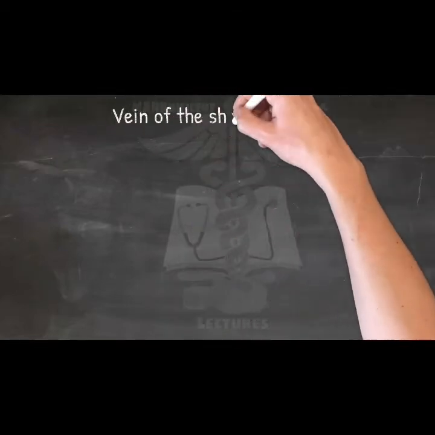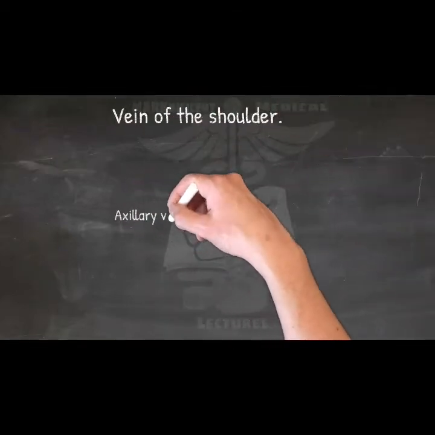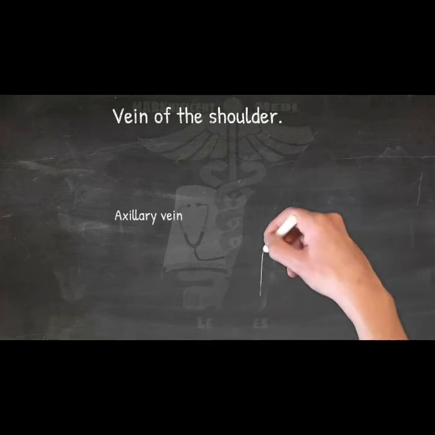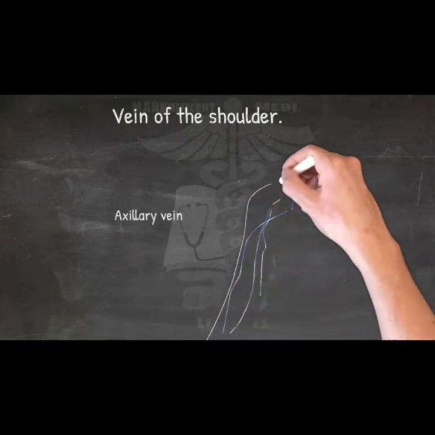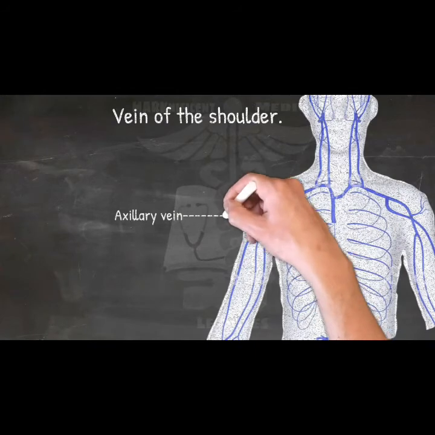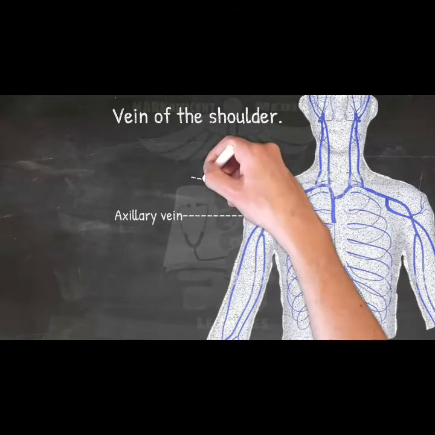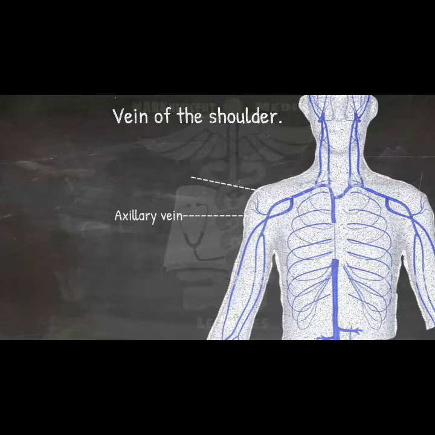The main vein of the shoulder is the axillary vein, which conveys blood from the shoulder and arm. It begins at the lower margin of the teres major muscle, formed from the basilic vein and later the cephalic vein, gathering tributaries within the shoulders. It ultimately becomes the subclavian vein at the lateral border of the first rib.